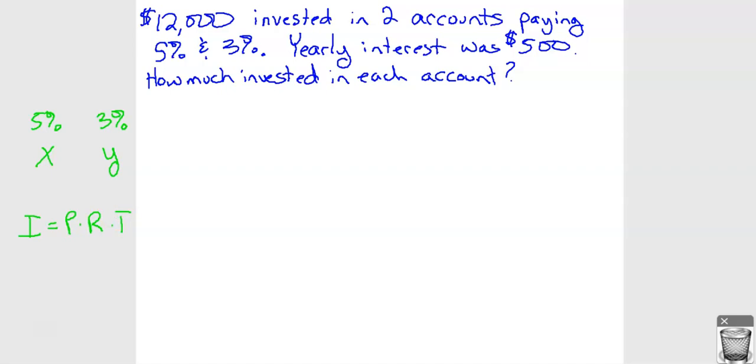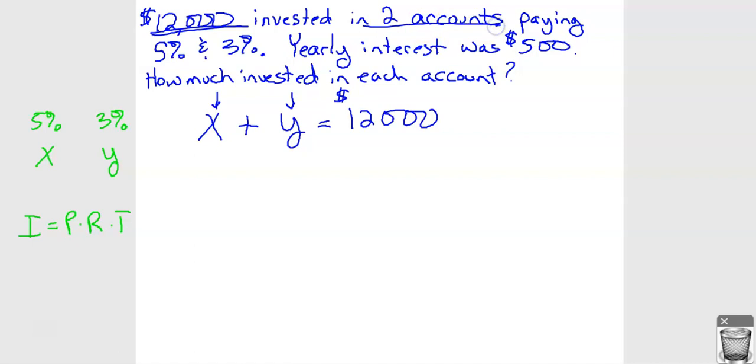Well, one equation: I have $12,000 and I'm dividing it between 2 accounts. I could have 10,000 here and 2,000 there, or 9,000 and 3,000, or I could just have 6,000 and 6,000. I don't know how much I have in each, but I know I have a certain amount in account X, and in account Y I have a certain amount, and I know it totals $12,000. So that's what it says: $12,000 invested in 2 accounts.